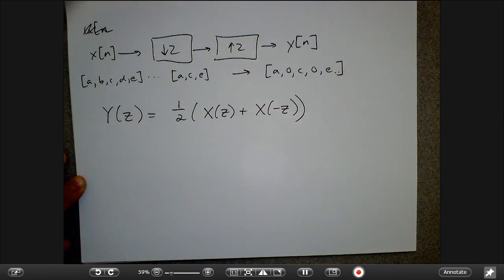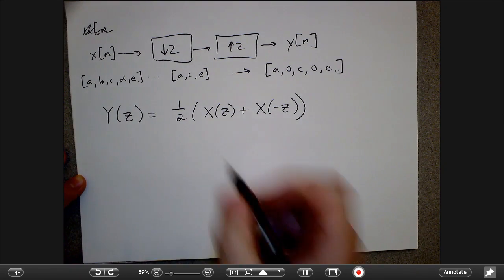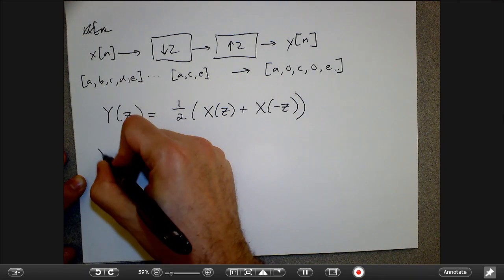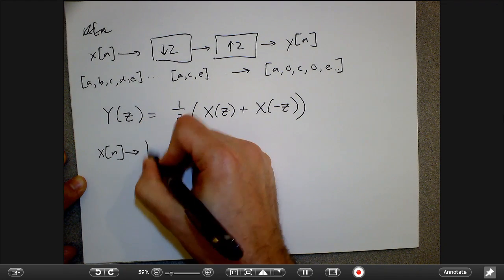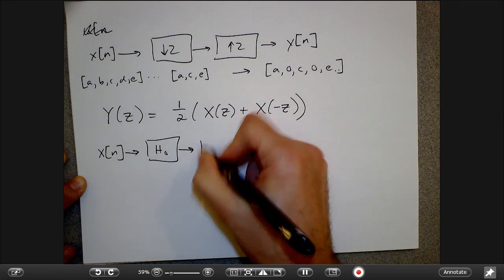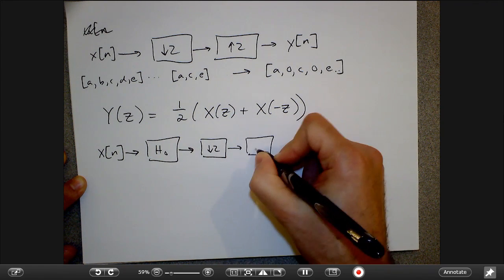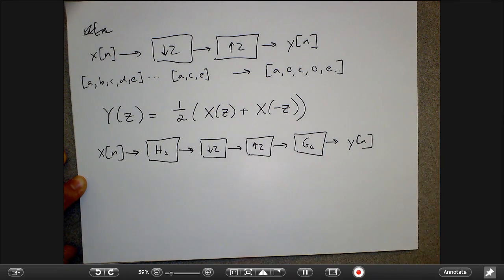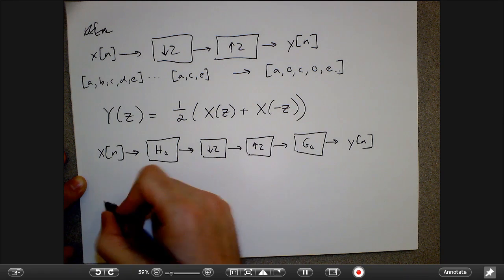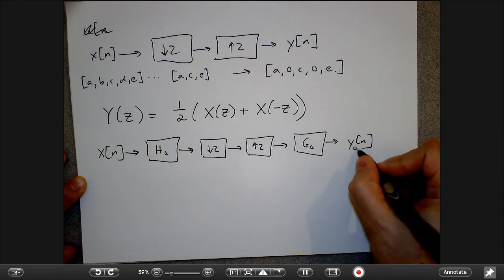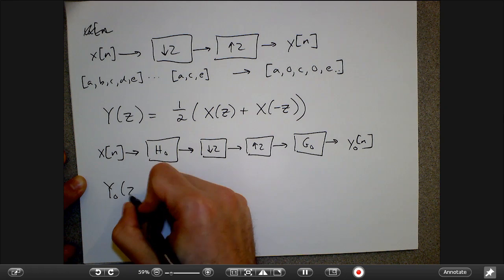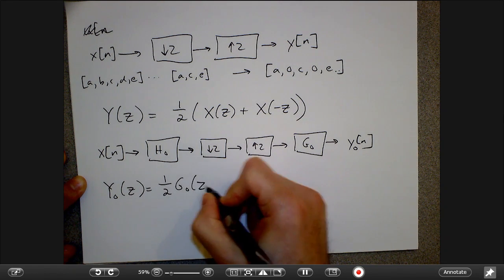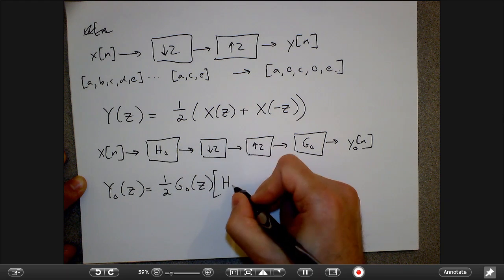Not hard to show. This would be a good exam problem. I'm not going to prove it right now, though, because it's an easy proof. What we really have is something more like this, where I have a signal that gets filtered by something, then it gets downsampled, then it gets upsampled, and then it gets filtered again. For the top channel of that filter bank, I can use this result to say that my output Z transform is going to be 1/2 times the filtered version of this thing.